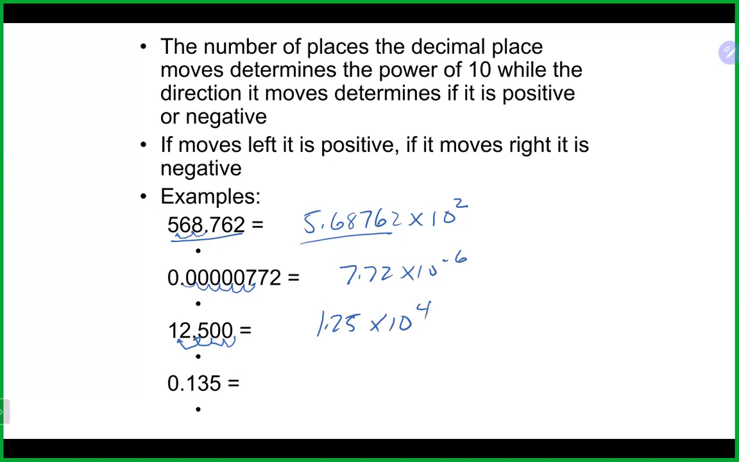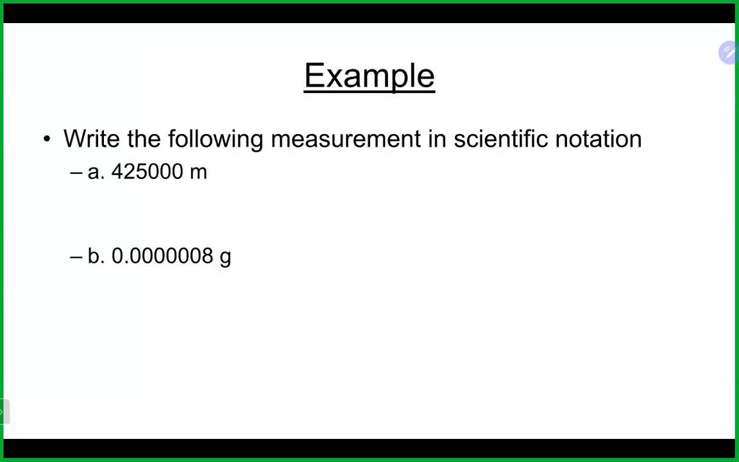Here, again, it is significant figure-wise why we dropped the zeros, because they're actually not significant in this case. So we lose the zeros in this particular case. Here, we're going to go 1 place only there, and that will get us 1.35 times 10 to the minus 1. Any questions on that there? All right, so I think we'll skip that.